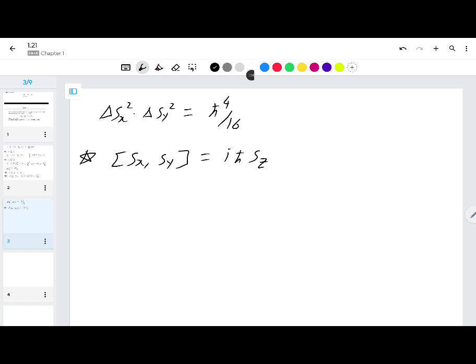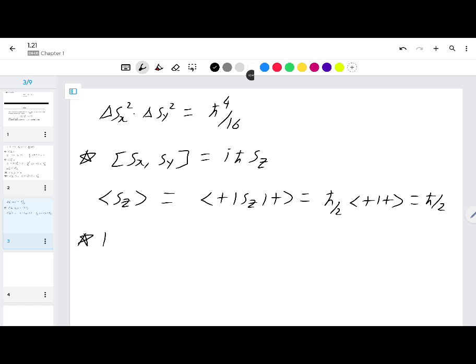And for the state, it is eigenstate of this, we get h bar over 2 plus h bar over 2. Okay, so what do we have? By 4.